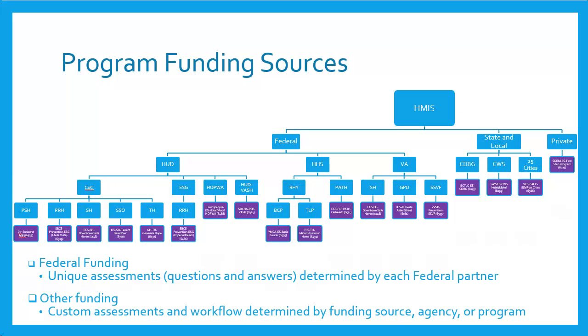This shows how programs are set up in ServicePoint. Everything starts with the funding sources, which are shown in blue, and flows down to the local projects, shown in purple. Each blue funding source has various requirements that must be taken into consideration prior to setting up each purple project in ServicePoint. The setup for projects that are federally funded is guided by the HMIS data standards and requirements set forth by each federal partner. This includes the workflow and available questions and answers. The setup for other projects that are not federally funded are determined by the funding source, agency, or the program itself in collaboration with the RTFH.